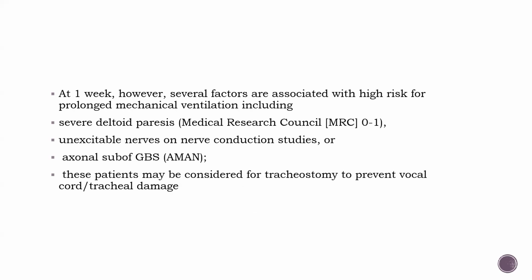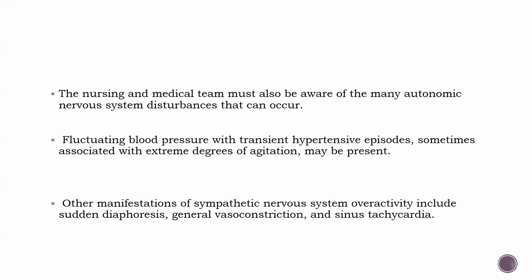After 1 week, however, several factors are associated with high risk of prolonged mechanical ventilation, including severe deltoid paresis, unexcitable nerves on nerve conduction studies, or axonal subtype of GBS. These patients may be considered for tracheostomy to prevent vocal cord and tracheal damage.